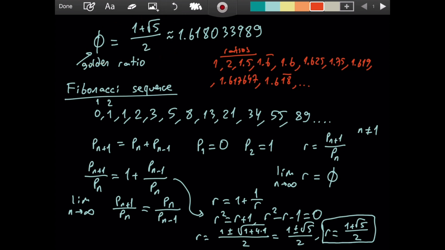So we showed that the ratios in the Fibonacci sequence, and by the ratios, you know what I mean, this ratio, converge to the golden ratio. But please understand, I emphasize it one more time, we assumed convergence, and based on that assumption, we were able to show that the value of convergence is the golden ratio.